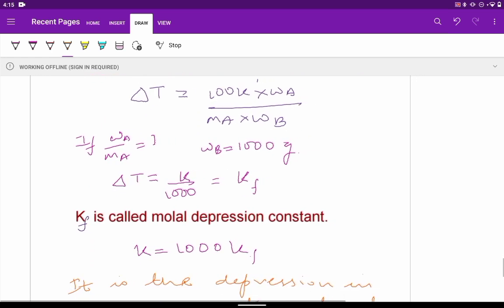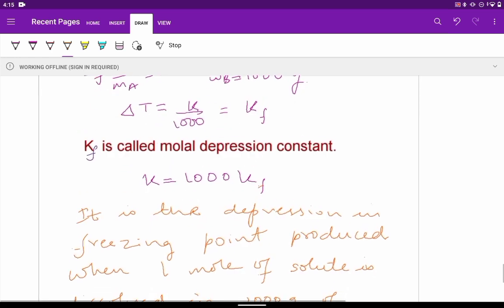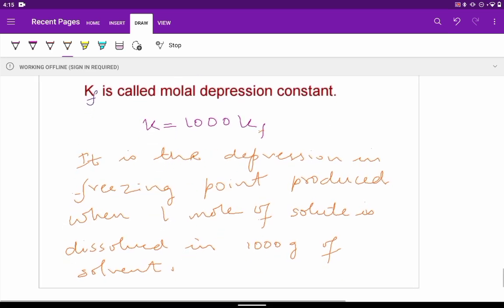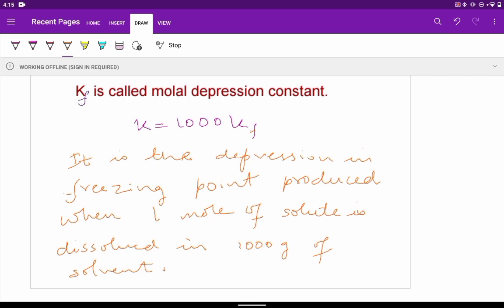If we further increase the value for Wb up to 1000 gram and we keep the number of moles as 1 only, that is if Wa by Ma is 1 and Wb is 1000 grams, then we get a new constant, delta T is equal to K by 1000, that is Kf. This Kf is the molar depression constant and K is equal to 1000 Kf. So we can define this molar depression constant as the depression in freezing point which is produced when 1 mole of the solute is dissolved in 1000 gram of the solvent. Then we get this molar depression constant.